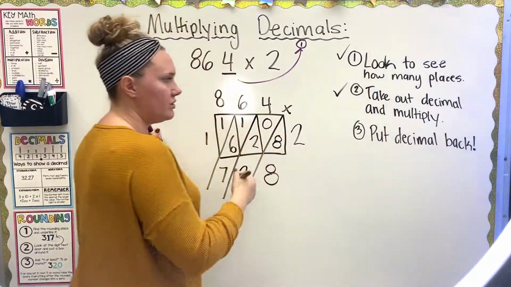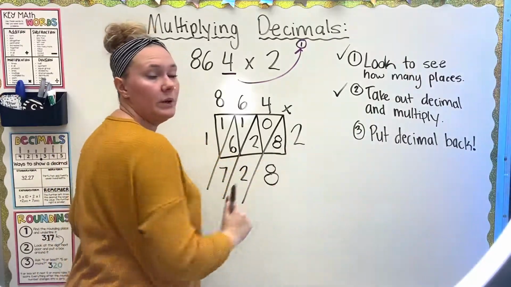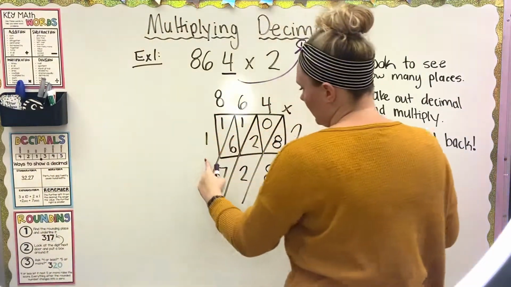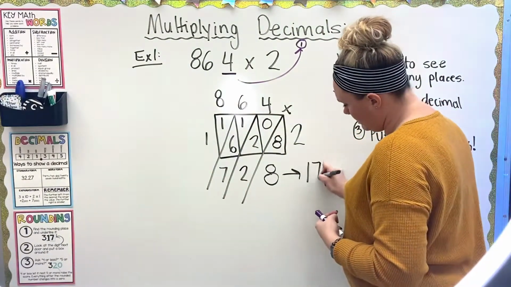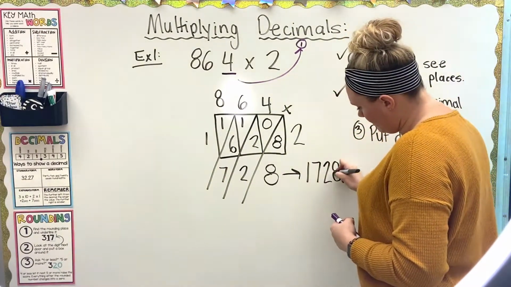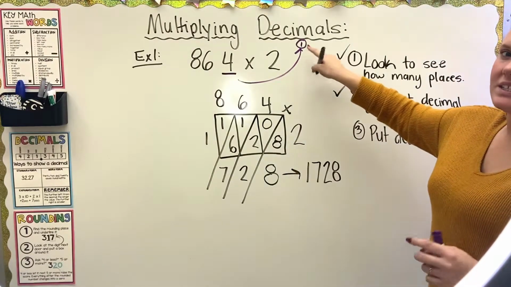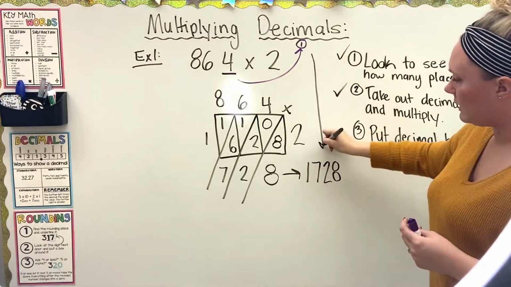Second step, finished. Third step, put the decimal back in. So I always make my students rewrite their answer. 1728. Okay, now we gotta put it back. So remember, we gotta take what we stole and we gotta put it back in here.